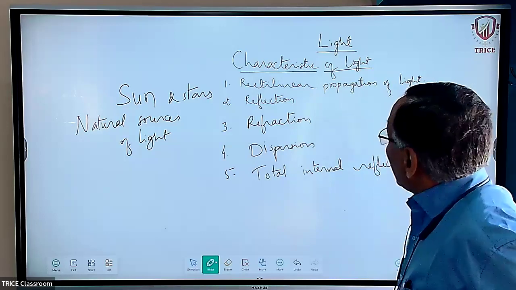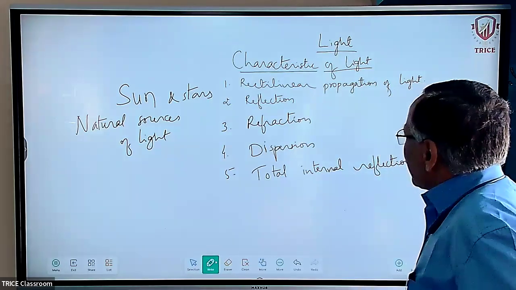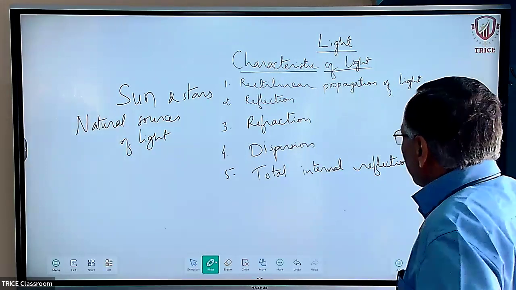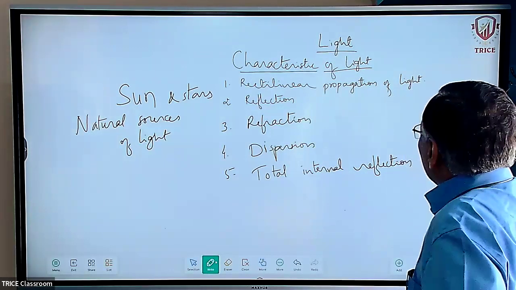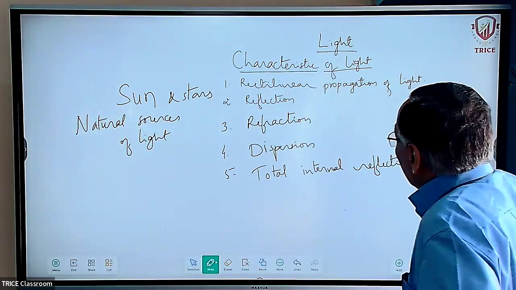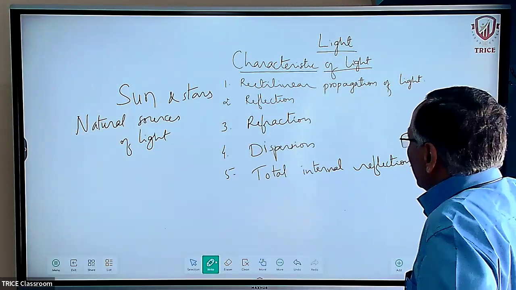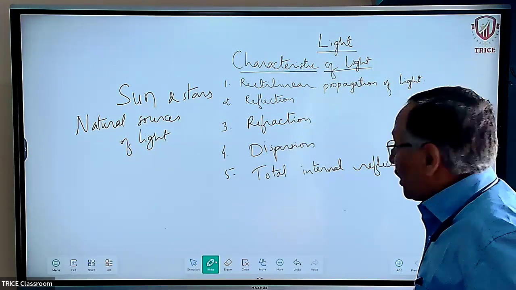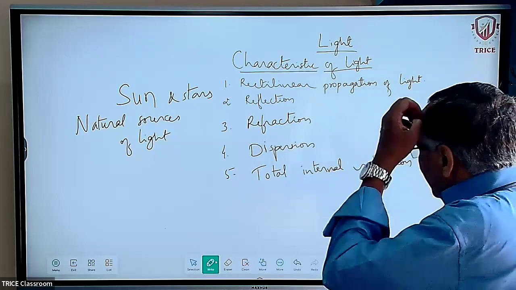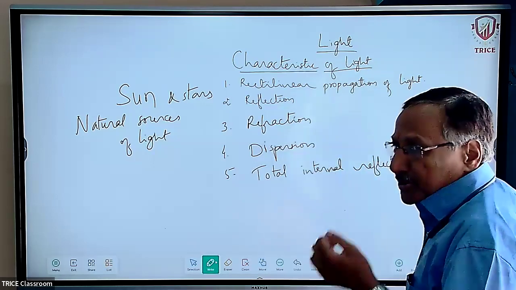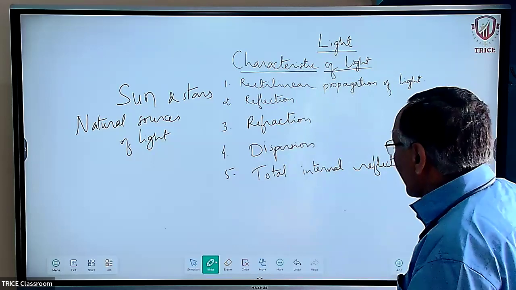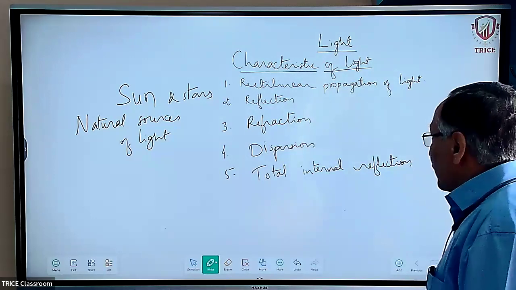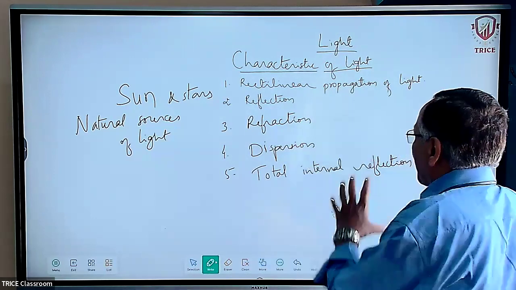All right. This light has some properties, or you can say light has some characteristics. What are the characteristics of light? One is rectilinear propagation of light. Second, reflection. Third, refraction. Fourth, dispersion. Fifth, total internal reflection. There are some more like interference. Then there is one more that is called diffraction. Let's focus on these properties.